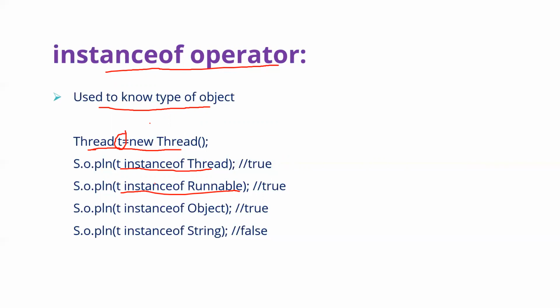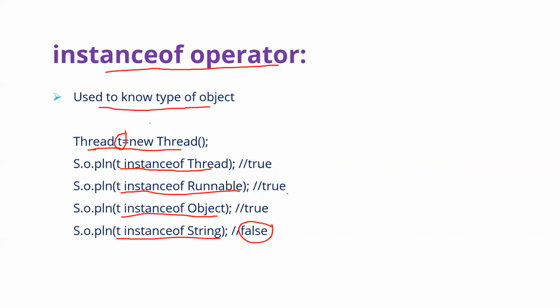The t is also an instance of Runnable. t is also an instance of Object. This is also true because Object is a superclass for all the classes in Java. But whenever you perform t instanceof String, you will get false because there is no relation between the type of t, which is the Thread class, and the String class. There is no relationship. So t is not an instance of String, so you will get false here.